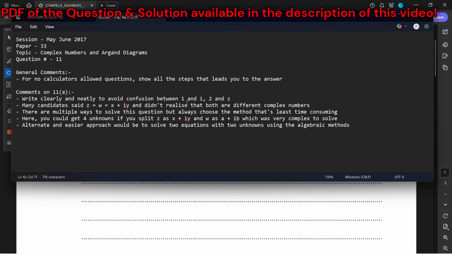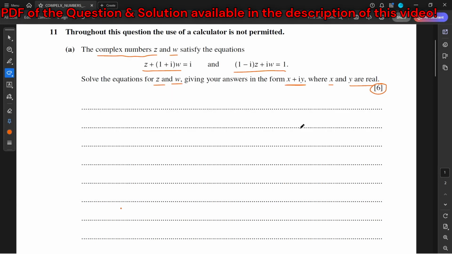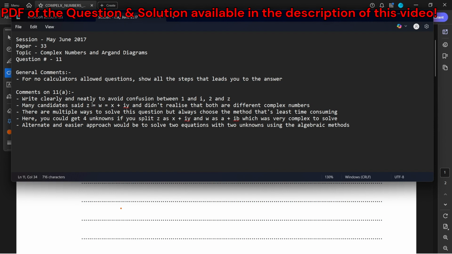The second common mistake was that, even though z and w were two different complex numbers, because the question asked us to write the final answer in the format x plus iy, a lot of students just said that z and w are both x plus iy. So they substituted the values of z and w as x plus iy, which eventually led them to the incorrect answer. So just note, guys, z and w are two different complex numbers. I hope you are not someone who has made this specific error.